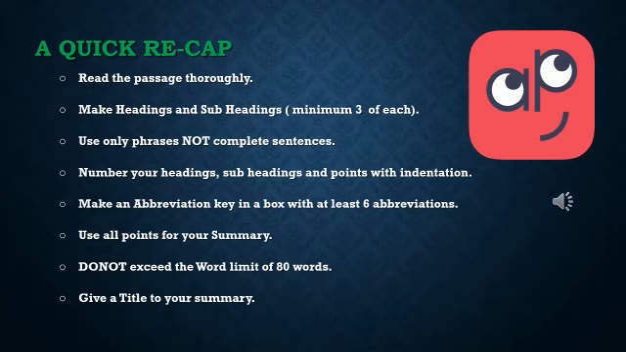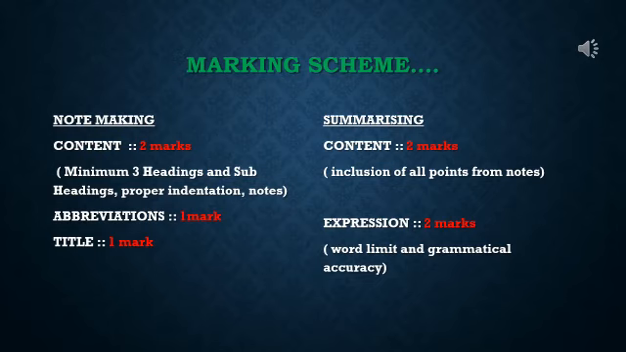Well, I'm sure each one of you must be curious to know the division of marks in this question. So, children, the marking scheme is as follows. For note making, you have 4 marks. For summarizing, you have 4 marks. Now, in note making, 2 marks have been allotted for the content. Content caters to the headings, the subheadings, the proper indentation, and the notes. For abbreviation, 1 mark, and for the title, 1 mark.